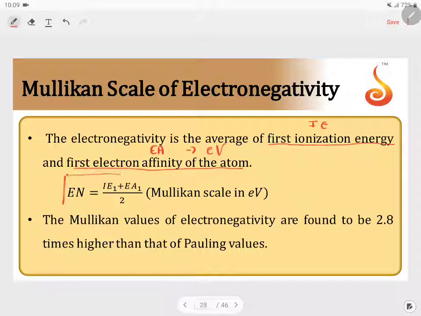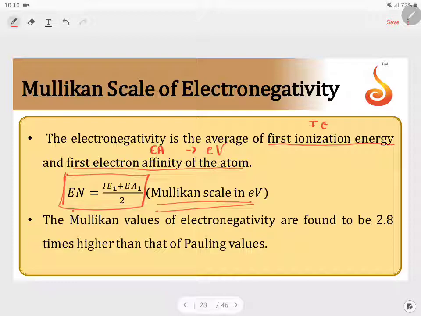Then it is found that electronegativity is the average of ionization energy and electron affinity. Therefore, electronegativity for a given element will be equal to its first ionization energy plus first electron affinity divided by 2. Whatever the resultant value you get, that will be in the Mulliken scale.